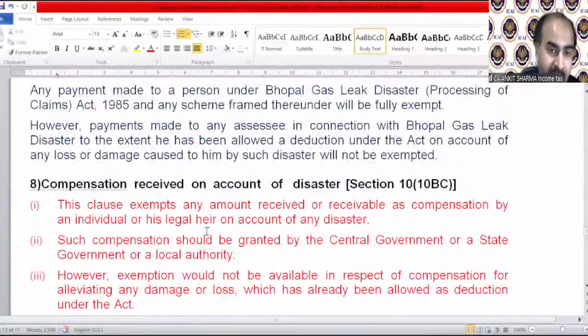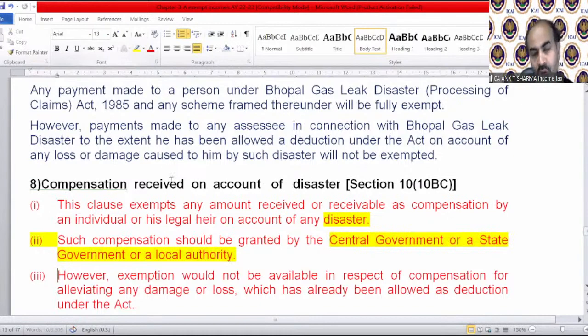Point number 8 is important. In the examination, a question has been framed on this particular exemption also, and it says compensation received on account of disaster. So if there is any disaster which is beyond our control and the government pays any compensation, which is paid by the central government, state government or local authority, only that compensation is exempted. This clause exempts any amount received or receivable as compensation by an individual or his legal heir on account of any disaster. The first point is that it should be compensation on a disaster. Compensation should be granted by the central government, state government or local authority only. If any charitable organization, any other organization, or any business organization provides any kind of compensation, that is not going to be exempted. Those are going to be taxable.